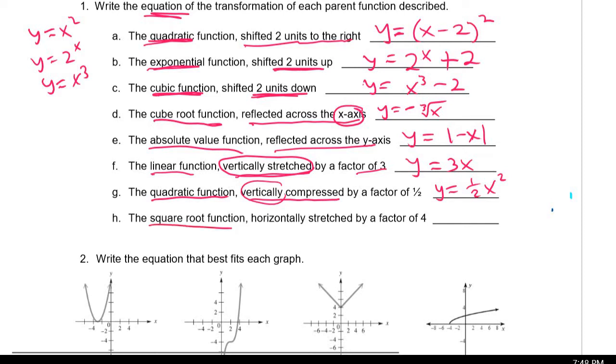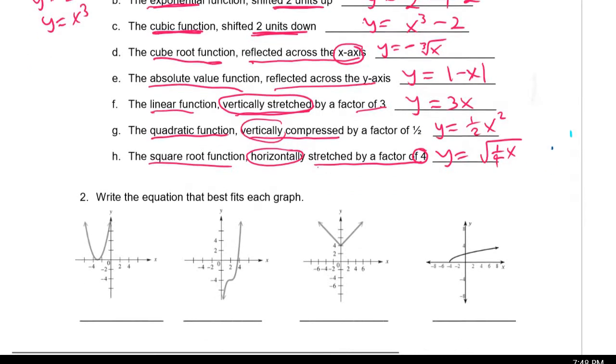Square root, horizontally, that will be inside, stretched by a factor of 4. So remember, you have to do the reciprocal, the opposite of that. So it will be the square root, and a factor of 4 will be 1/4 inside with an x. All right, that's the first part. Expect a bunch of questions from here, okay?